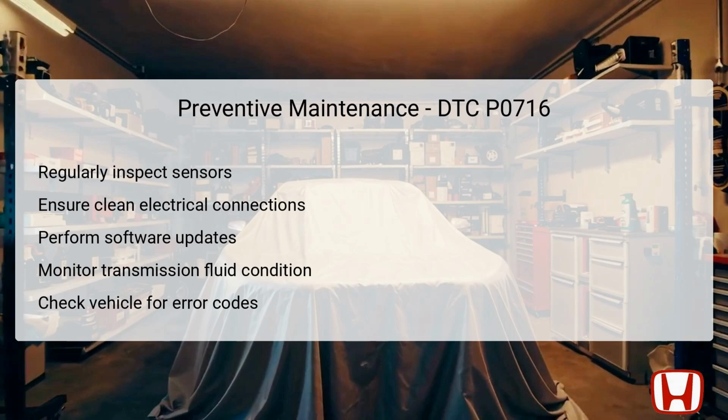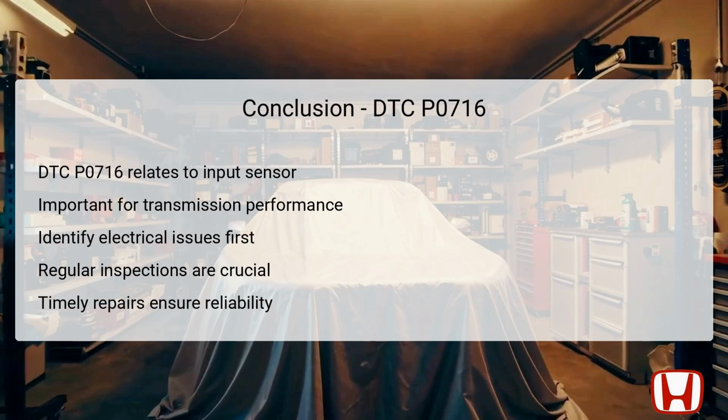It is a good practice to perform software updates for the vehicle's ECU, as manufacturers may introduce patches that improve sensor compliance and performance. Additionally, monitoring the condition of transmission fluid is essential to ensure proper functioning and longevity of the transmission components. Lastly, regularly checking for new error codes using the HDS can lead to early detection of issues, helping maintain vehicle reliability.